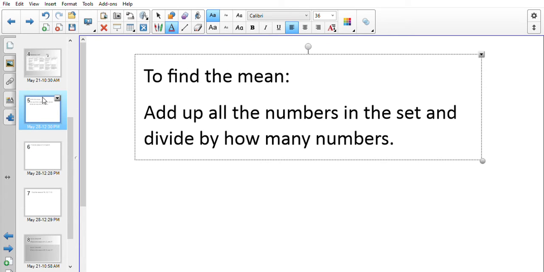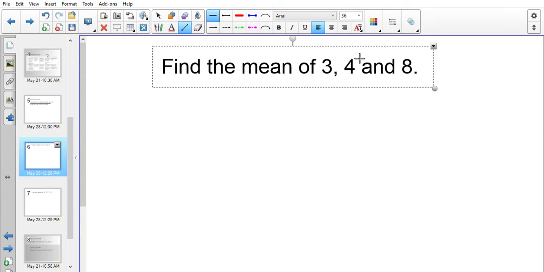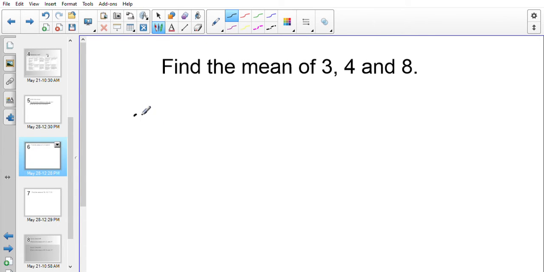If we go back to our directions, it says first, we're going to add all the numbers in the set. So let's do that. Here's my set of numbers, 3, 4, and 8. Let's add them up. 3 plus 4 plus 8. And what's 3 plus 4 plus 8? Well, 3 plus 4 is 7. 7 plus 8 is 15. All right, step 1 done.